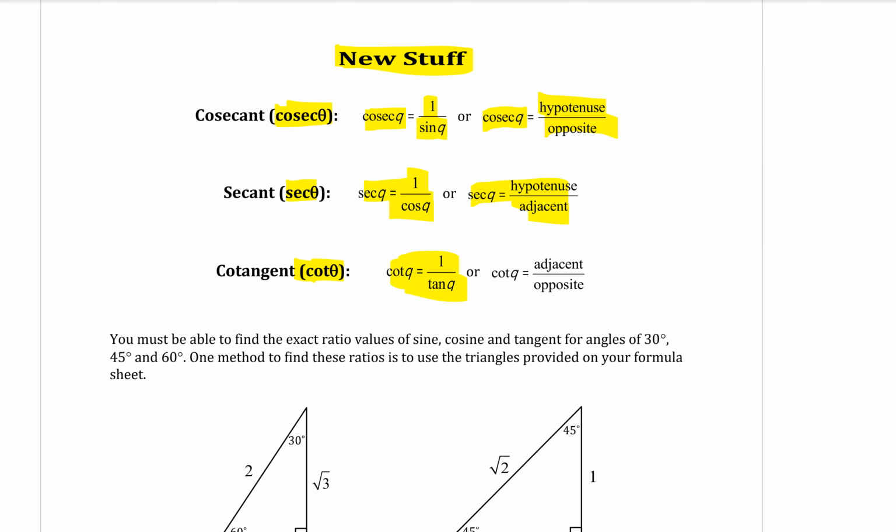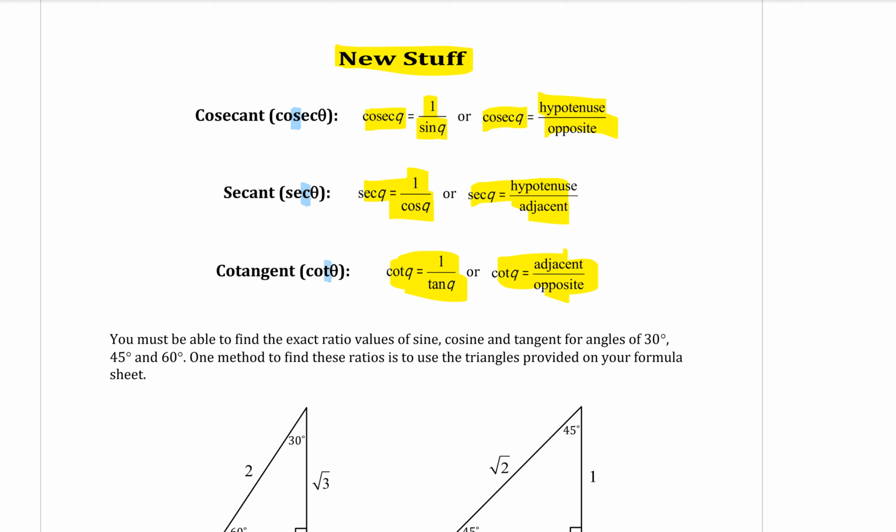Now, here is a nifty little trick. I'm going to unhighlight these. To remember which one they're over, you always look at the third letter. So, cosec, the third letter is a sine, so it's over sine. Sec, the third letter is a C, so it's over cos. And cot, the third letter is a T, so it's over tan. 1 over tan. There you go. You will never forget those ever again.